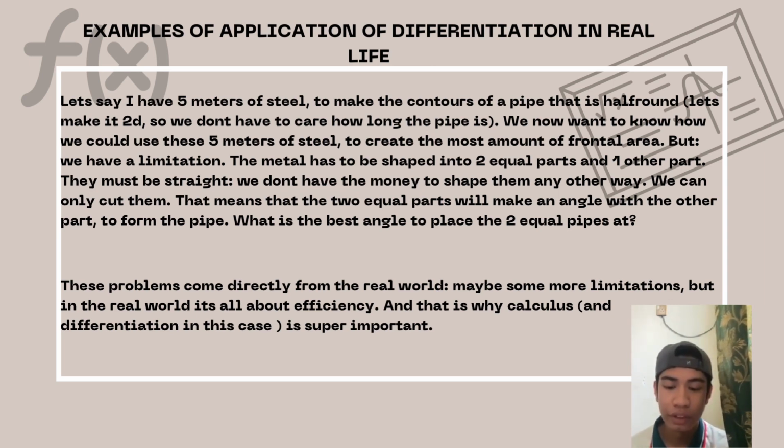Let's say I have 5 meters of steel to make the control of the pipe that is a half round. We want to know how we could use the 5 meters of steel to create the mass and mount for the frontal area. But we have the limitation that the metal has to be shaped into 2 equal parts and 1 other part. They must be straight. We don't have the money to shape them any other way. We can only cut them.